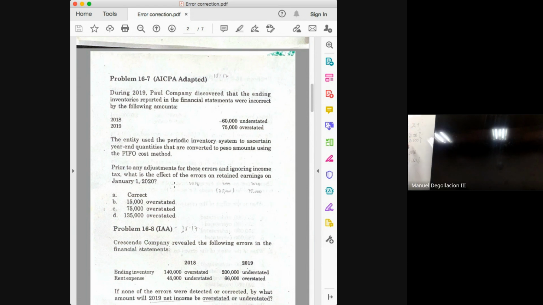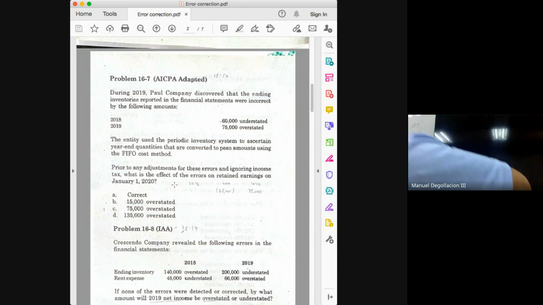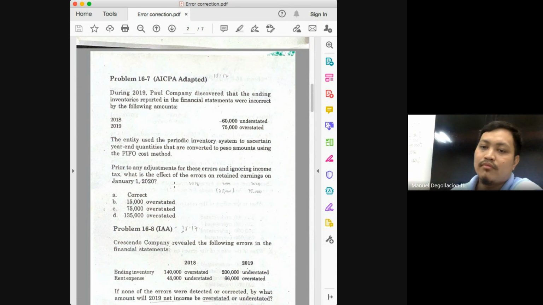So for 2019, class, the total misstatement is how much? 135,000 overstatement. And then for 2018, 60,000 understatement. Since you're asked for retained earnings, you get the net effect of these two misstatements in your 2018 and 2019 net income. How much is the net amount for 135 and 60, class? 135 minus 60 will give you 75. And which one is greater, the overstatement or the understatement? Overstatement. So the net effect here would be that your retained earnings would be overstated by 75,000.